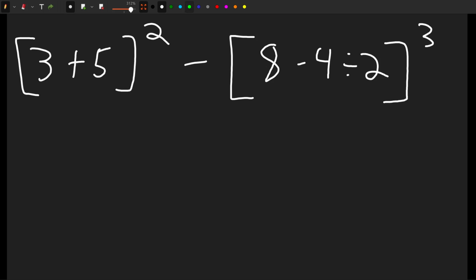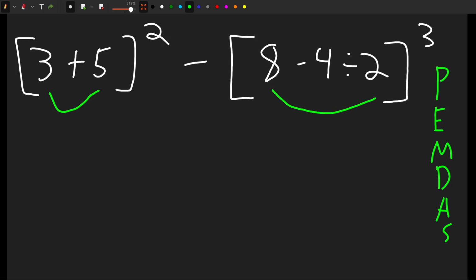Okay, so again, I'm going to write PEMDAS down on the far right side, so PEMDAS. That way I just remember what I'm doing. And so in this case, we start off with P, which are the brackets, or parentheses, the braces. We need to do what's inside these groups first. So I'm going to mark them out. We're going to have 3 plus 5 and 8 minus 4 divided by 2. It doesn't matter which one you do first since they're separated.